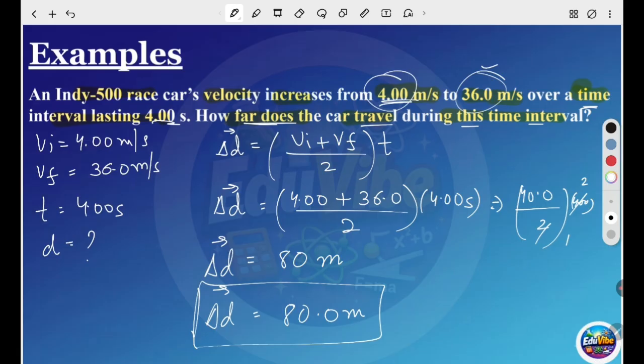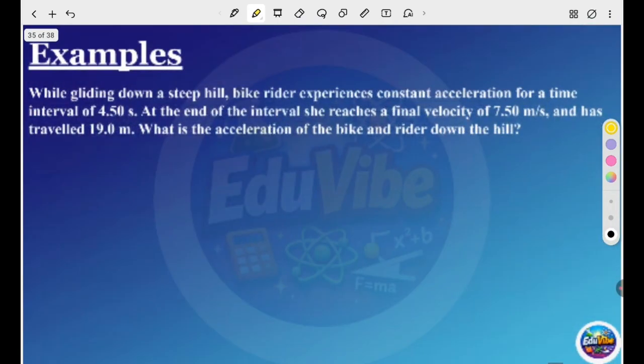They did not mention which direction they follow, so there is no need to write any direction in this. So this is your distance, which is 80.0 meters. That's how far the car traveled during this time interval. So this is a more easy example, an easy equation we use. So let's go to the more complex one.